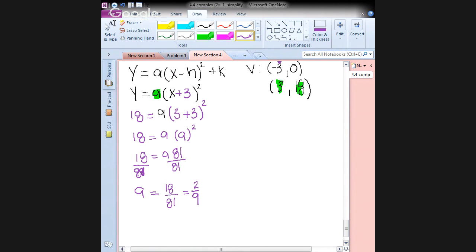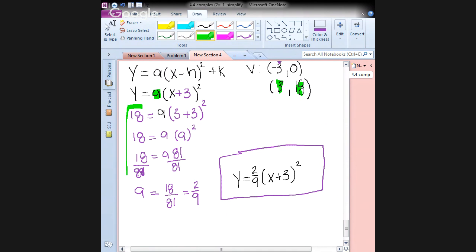So then my final answer would be y is equal to my a value, which is 2/9, times (x plus 3) squared. That would be your final answer for number 14. You don't have to add the 0 since 0 is nothing, so I don't have to put the k value. We went through all these steps simply to find the a value. And once I found the a value, I could rewrite it in vertex form. So this would be our final answer.